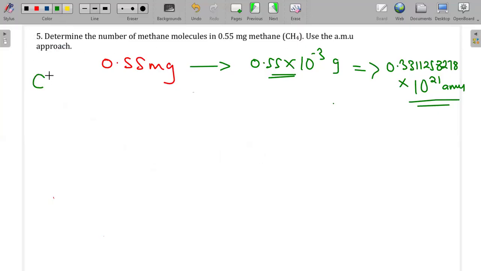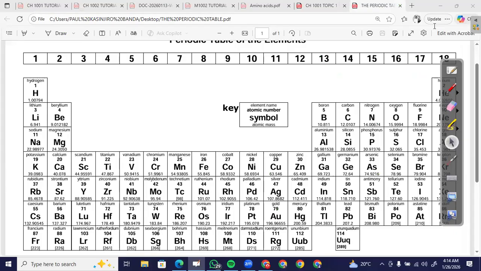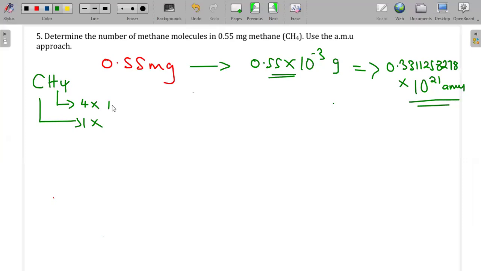So here we had this compound, CH4. What is the molecular mass of this, or the molar mass? That's going to be 4 multiplied by the mass of hydrogen, and then 1 multiplied by the mass of carbon. Hydrogen has 1.007494. You always round these numbers off to 2 decimal places, so for the hydrogen, if I round off the 7, it's going to be 1.01.